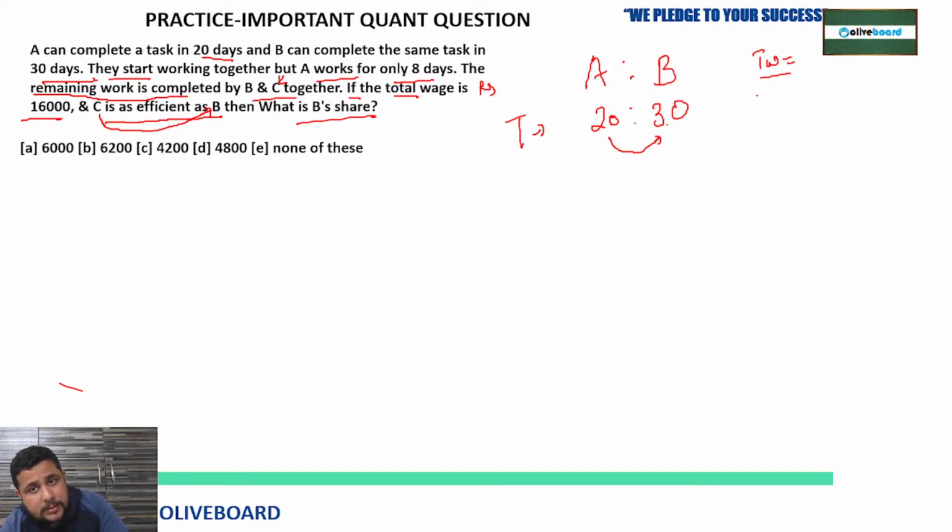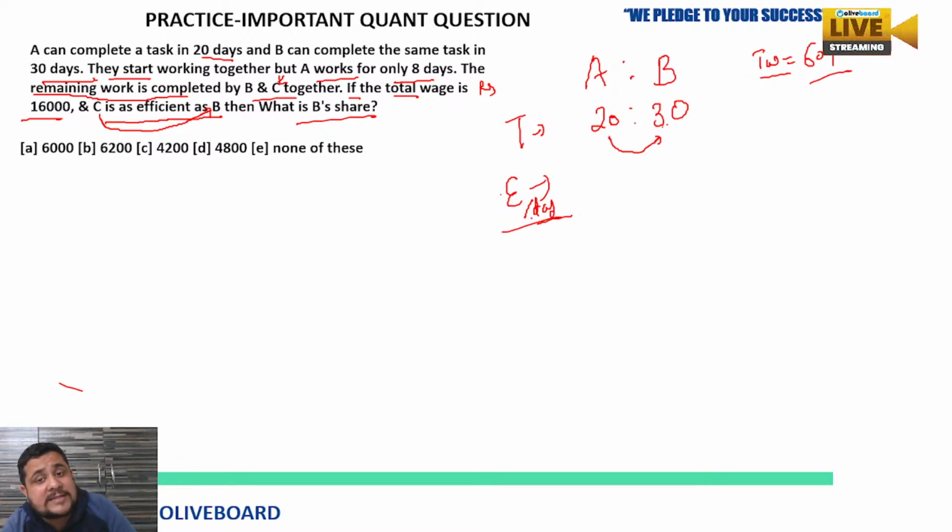Clear? Now 20 and 30. So 60 cups of tea. Just take the LCM. Or you can do it this way too: efficiency per day. Here, the unit of time is days, so per day work is your efficiency. So just reverse the time ratio, 20 to 30. Time is inversely proportional to efficiency. So 30 is to 20, zero and zero cancel. So 3 is to 2. This will be the efficiency ratio of A and B.